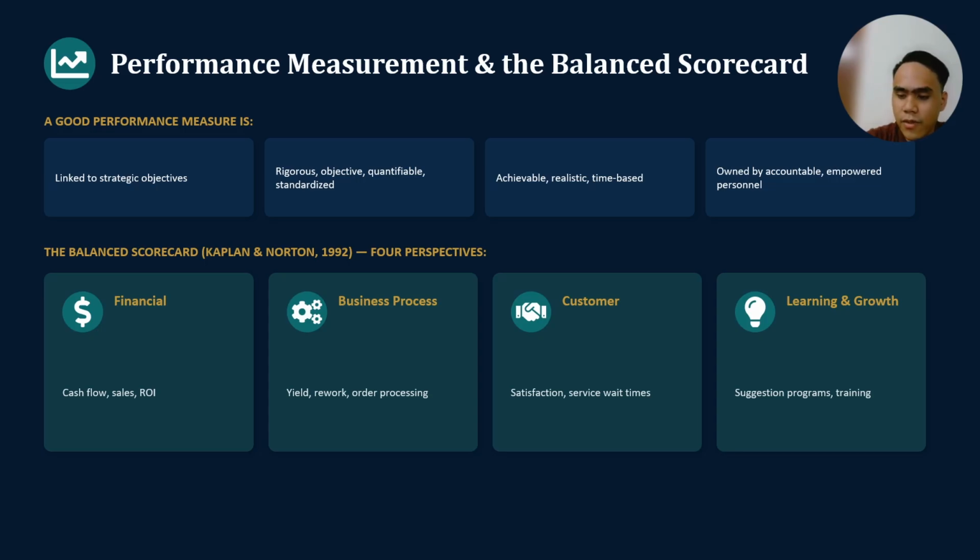An organization is on the right path if people two or three levels down from top management can clearly articulate how their own day-to-day activities support a strategic objective.